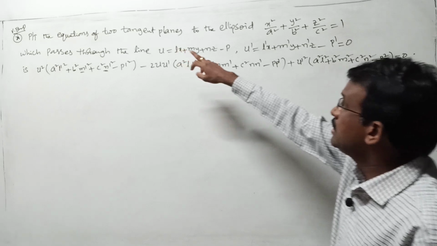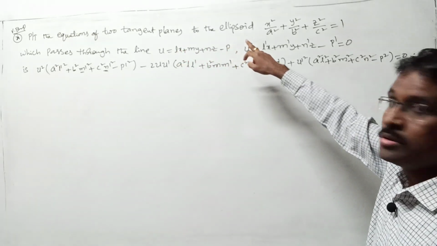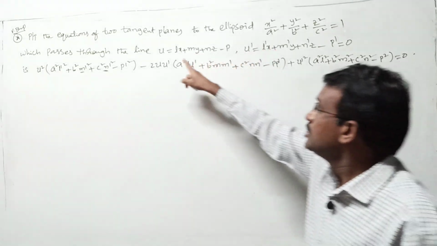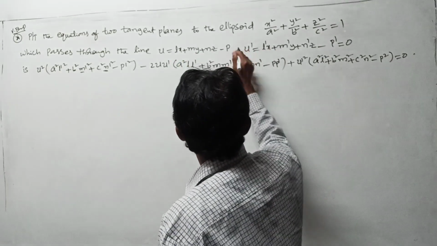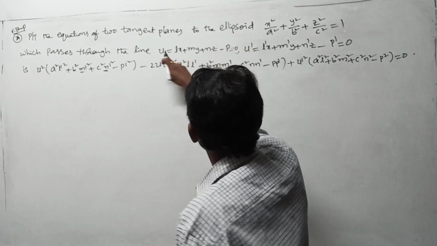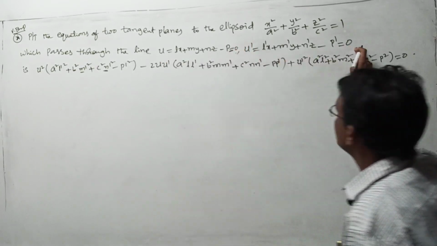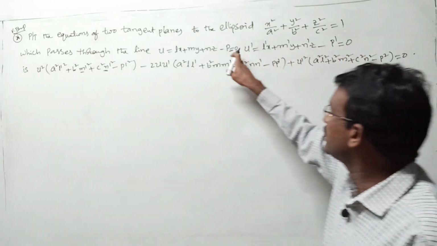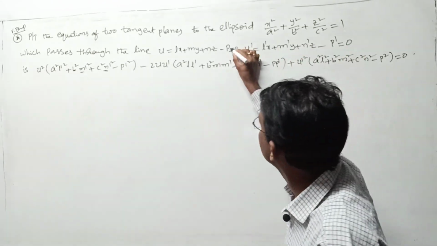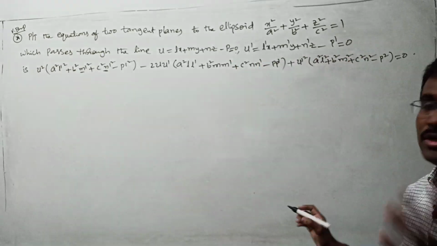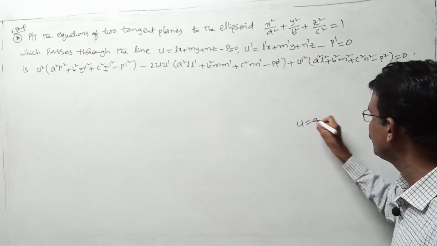Prove that the equation of two tangent planes to this ellipsoid which passes through this line, I mean u is equal to 0 and u dash is equal to 0. These are the two planes. Here also take 0, in the material it is not available. This is equal to 0. I mean u equal to 0 and u dash equal to 0 is the unsymmetric form of the equation of the line.